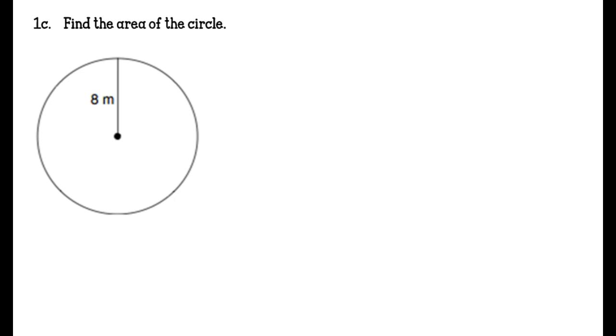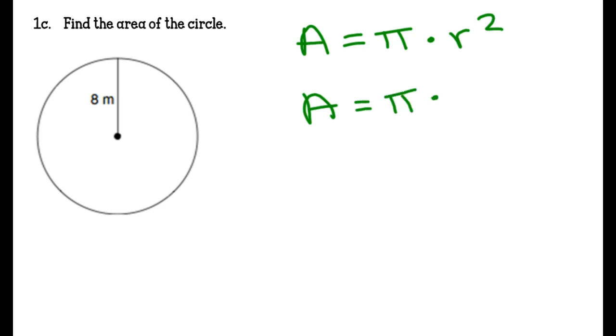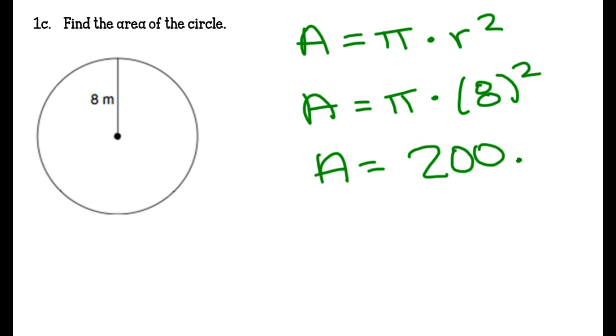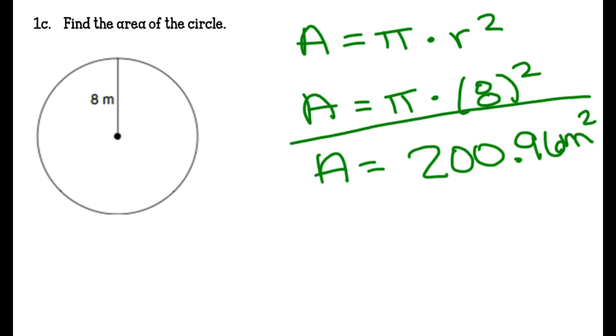1C, find the area of the circle. So I have A equals pi times radius squared. So I take A equals pi. My radius is 8, and I square it. So I take 8 squared, which is 64, times pi, and I can use the pi button or 3.14, just like what I talked about yesterday. And the area is 201.06 meters squared. I circle it, and that's my answer.